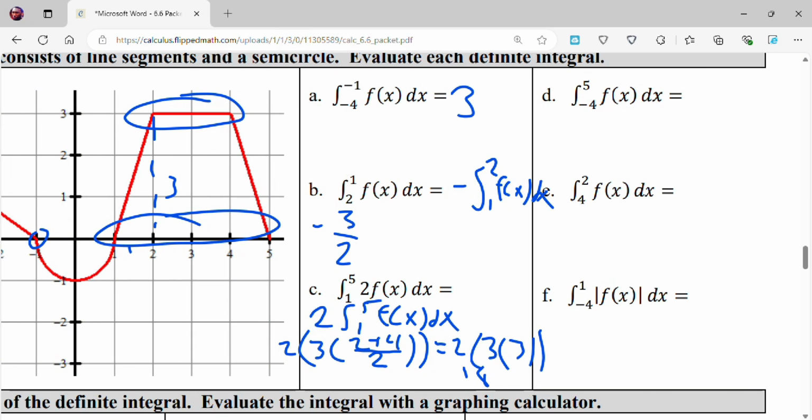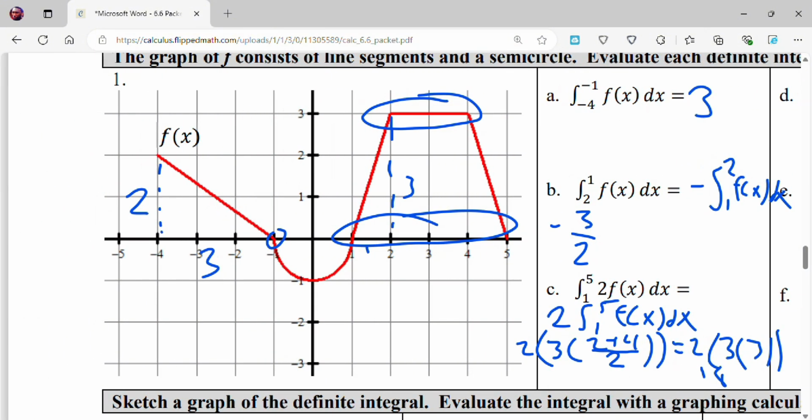Alright, integral from -4 to 5. So we know the area from -4 to -1 is 3. We don't know the area of the semicircle.